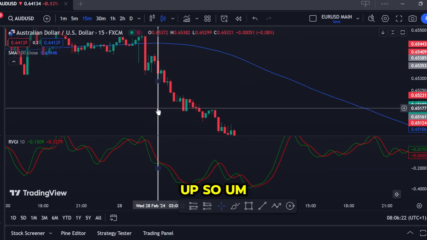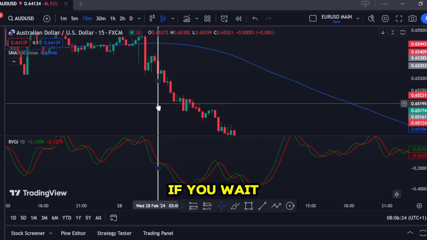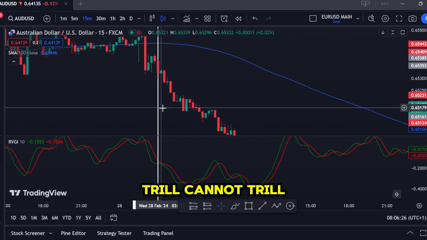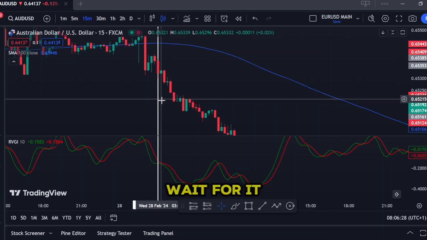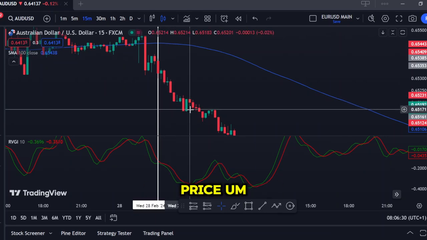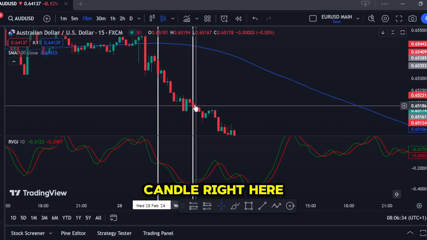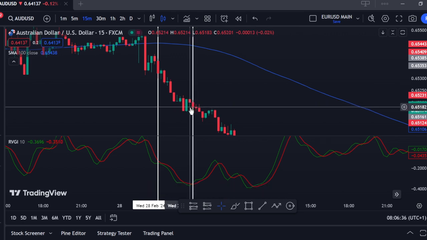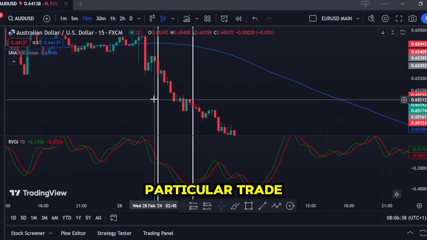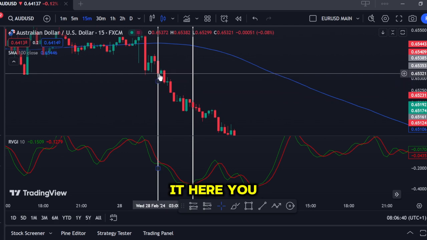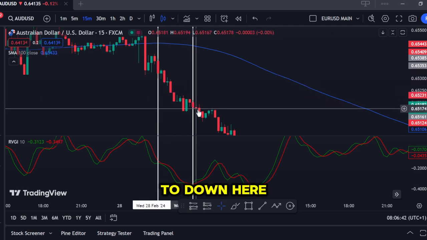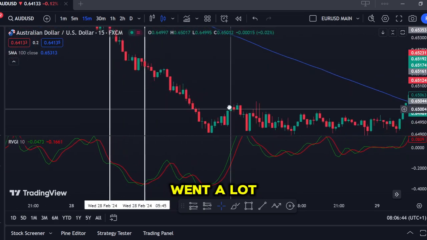So if you wait for it, you're just going to trail. Okay, not trail. You have to wait for it. So if you follow this price, you will see that it got us out right here, right on this candle. That's the price we were able to get out of this particular trade. Now you sold here, you held this trade till down here. Obviously the price went a lot lower.